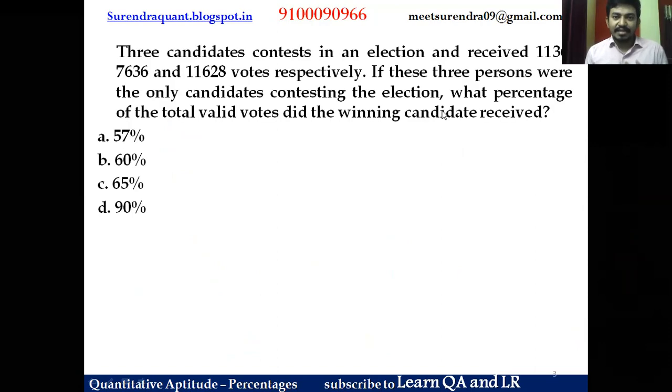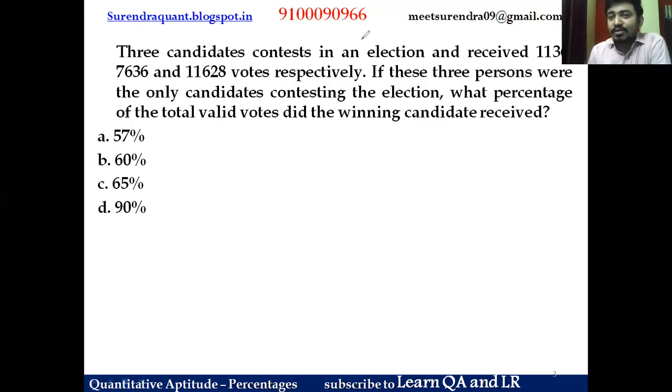Let's see first question, guys. So now 3 candidates contest in an election and received 1,136, 7,636 and 11,628 votes respectively. If these 3 persons were the only candidates contesting the election, what percent of the total valid votes did the winning candidate receive? So let us try to find out what are the total votes polled in favor of the 3 persons. So if we get the sum of all, we'll get that right.